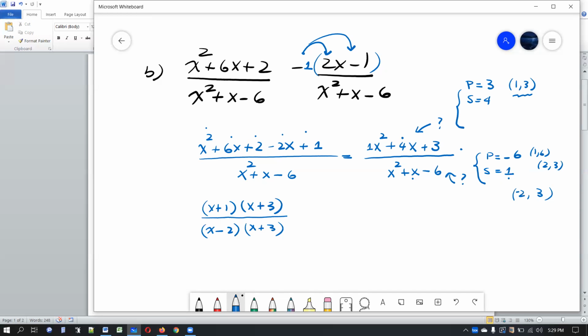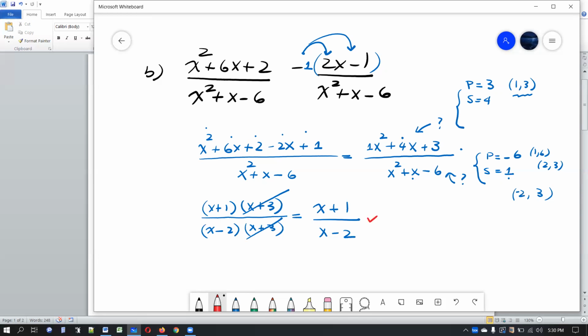All I have to do is to simplify, as we did before, common factors on opposite sides of the fraction, and I am left with the final answer, x plus 1 over x minus 2. And notice that these two x's do not cancel. So don't cancel them. This is your final solution for this problem.